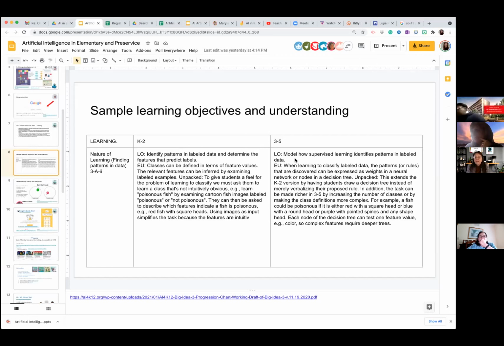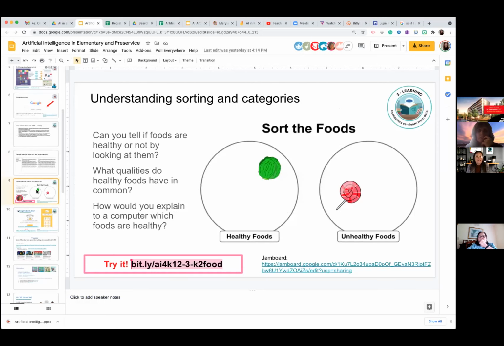And then in upper elementary, we'd actually like kids to look at an example of how learning actually happens and kind of break that process down. I think that's a lot of fun.